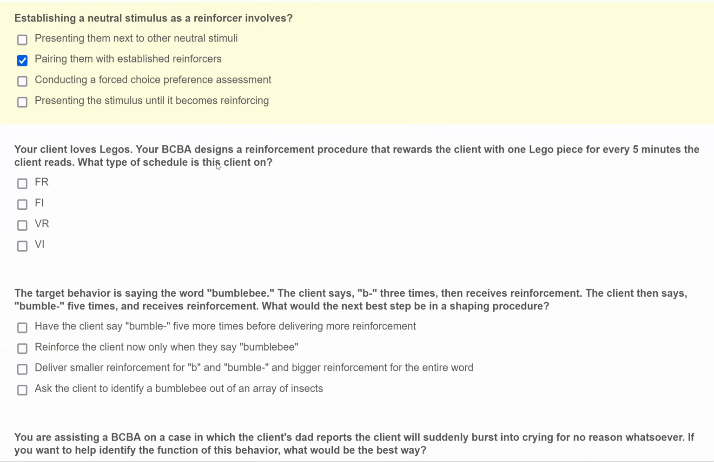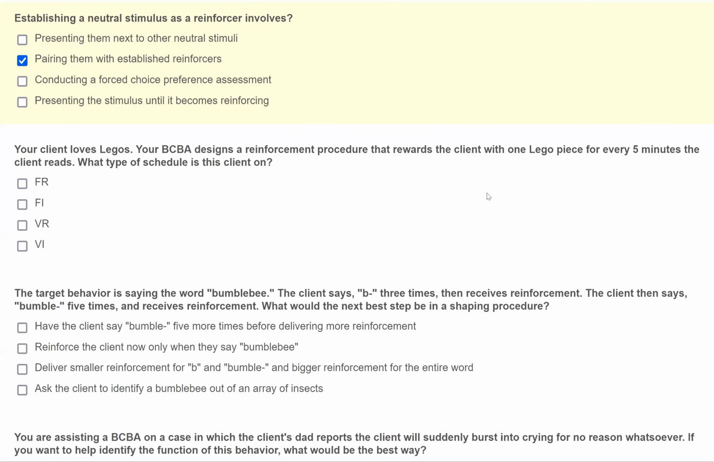Well, we know our client loves Legos. We know the BCBA designs a procedure that rewards a Lego piece every 5 minutes the client reads. Does it matter the number of responses here? It doesn't. We're talking about time. We're worried about this 5 minutes. So we're dealing with an interval.